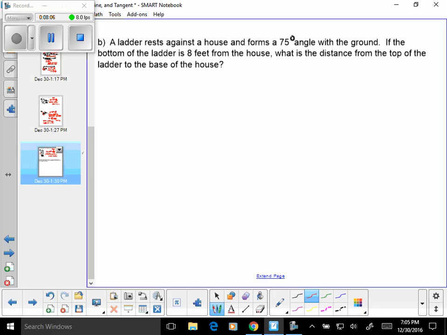In my last example, you're going to find out that it's probably a good idea to try to draw a picture or a diagram. We have a ladder resting against a house that forms a 75-degree angle with the ground. Okay, so here's our house. And there's the ground. The angle with the ground is going to be 75 degrees. We know that it's 8 feet away to the base of the ladder. They want us to find this measurement right here. How far is it from the top of the ladder to the base of the house?